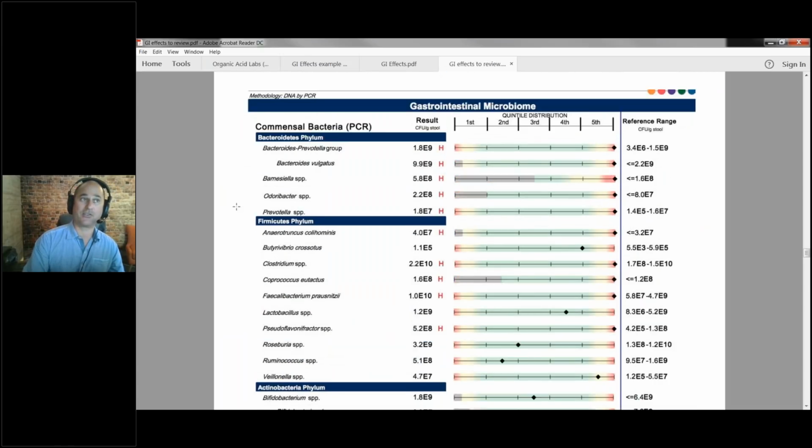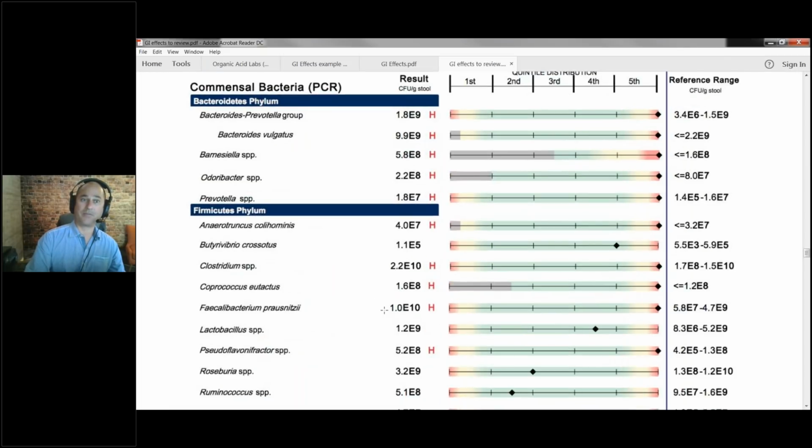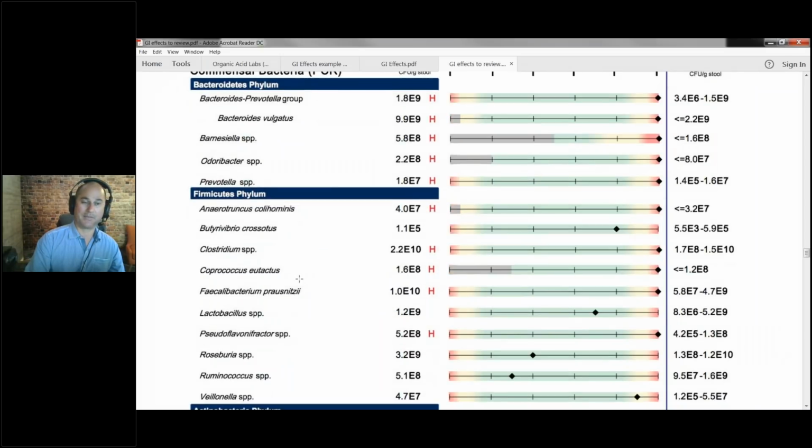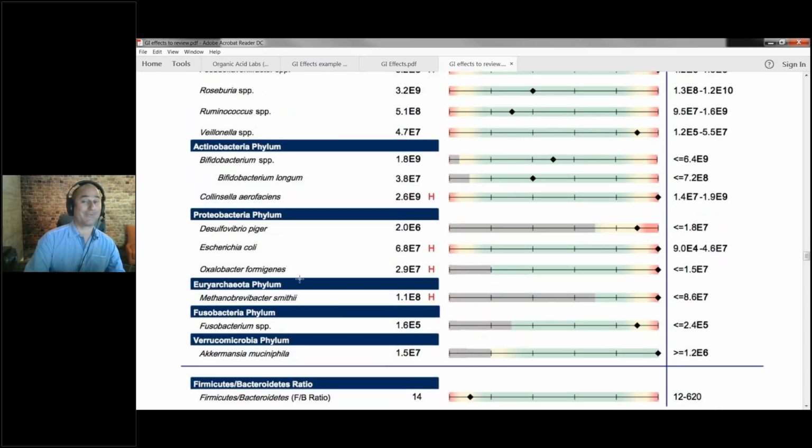This is a lab test that Genova lab runs. And you'll see they're classified in this test by phylum. So they're organized like they would be in a biology book, right? By phylum. So we have the Bacteroidetes phylum, the Firmicutes phylum. These are naming classifications that biologists just love, right? They love to name stuff. But we're more interested, because we do functional medicine, in the functional categories. So that's why I wanted to show you.